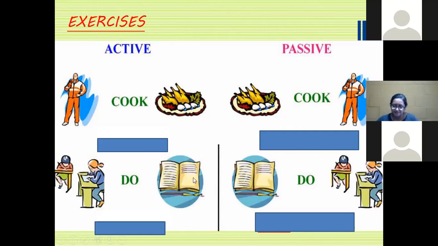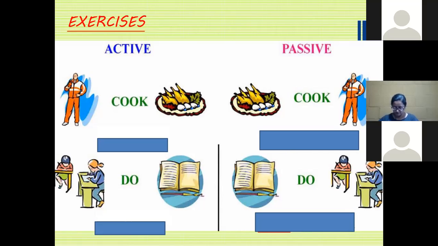Karen, Reyes, can you do this, the second example, please, Karen? Okay. The guys did the homework. Yes, very good. The guys or the children did the homework. Passive, the homework was done by the guys. By the guys, very good. Or by the children. Very good. Nice. All right, very good.